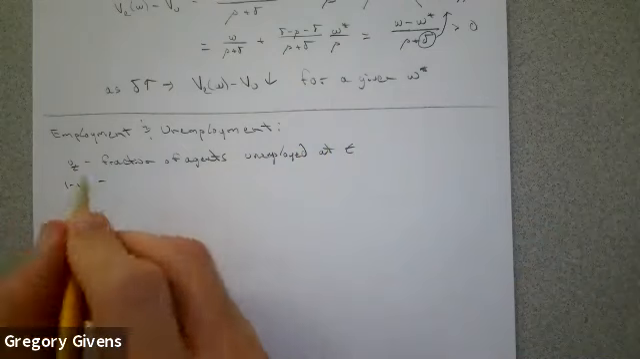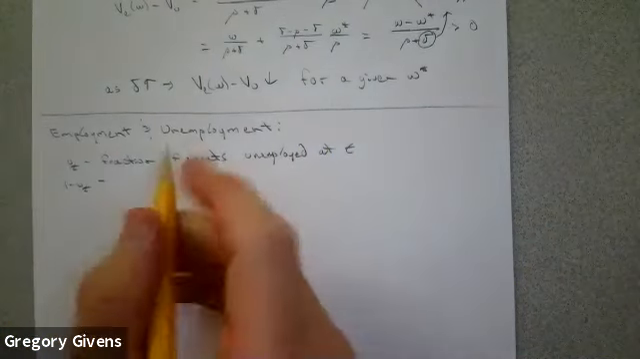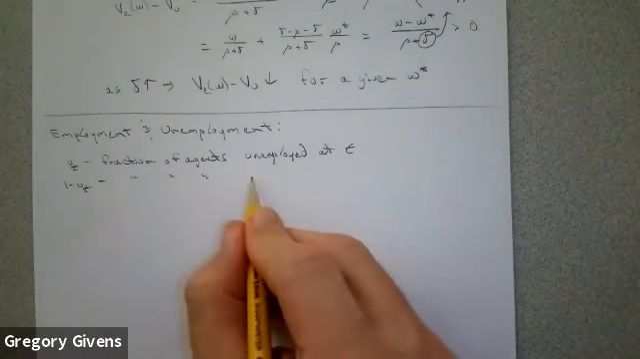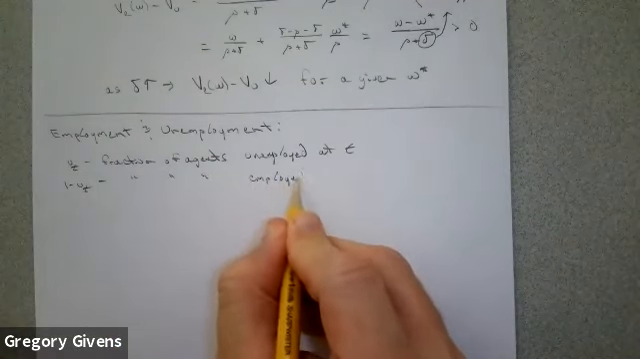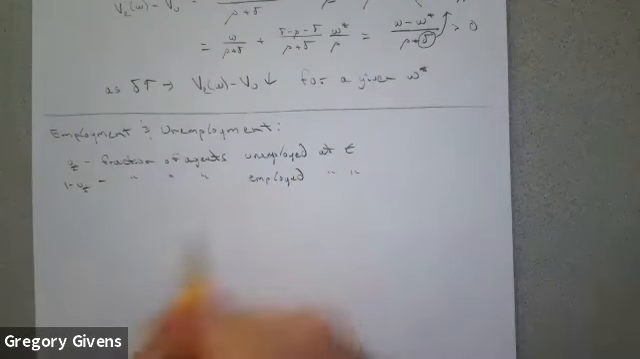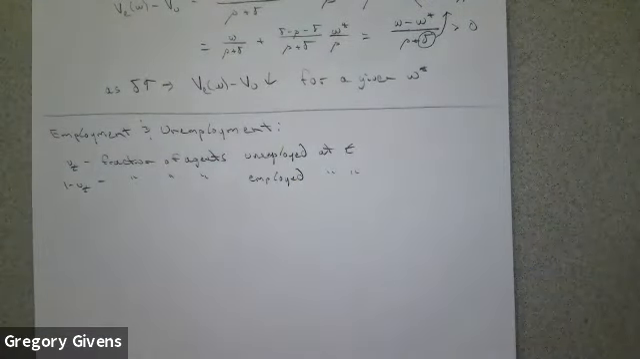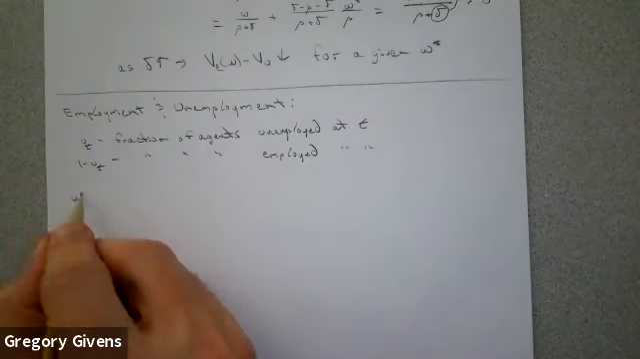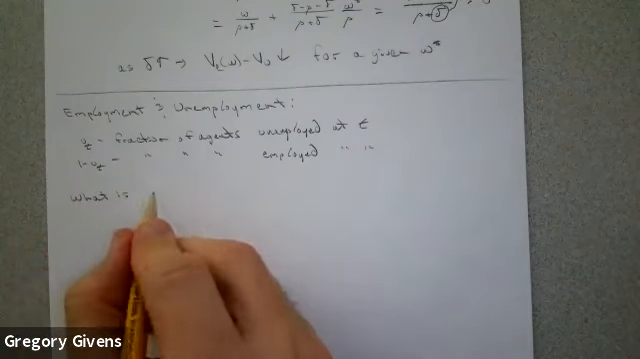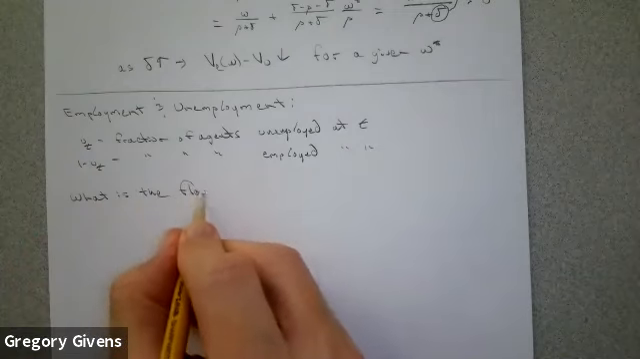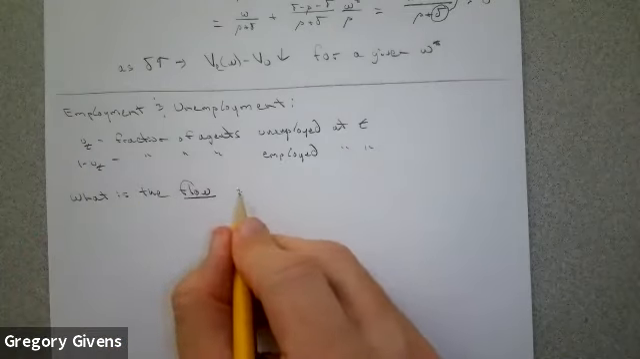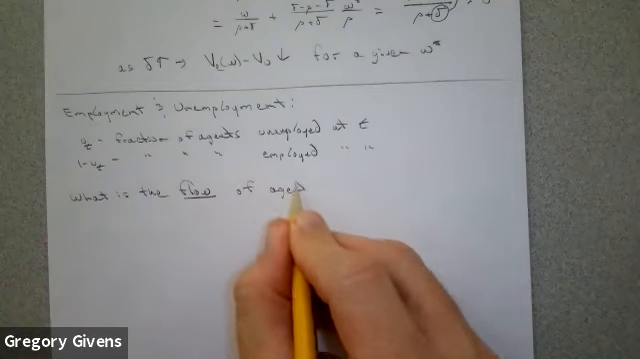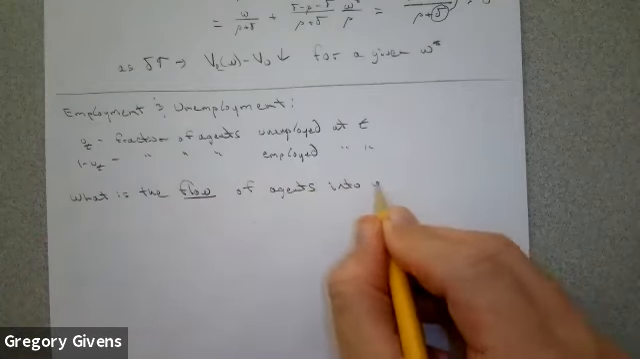1 minus U sub t, if we assume that there is a unit measure of agents in this model, is going to be the fraction of agents who are employed at date t. These agents receive a wage W. However, they might be separated from their job in any given future period. Okay, here's the question that I want you guys to think about here. What is the flow of agents into unemployment?